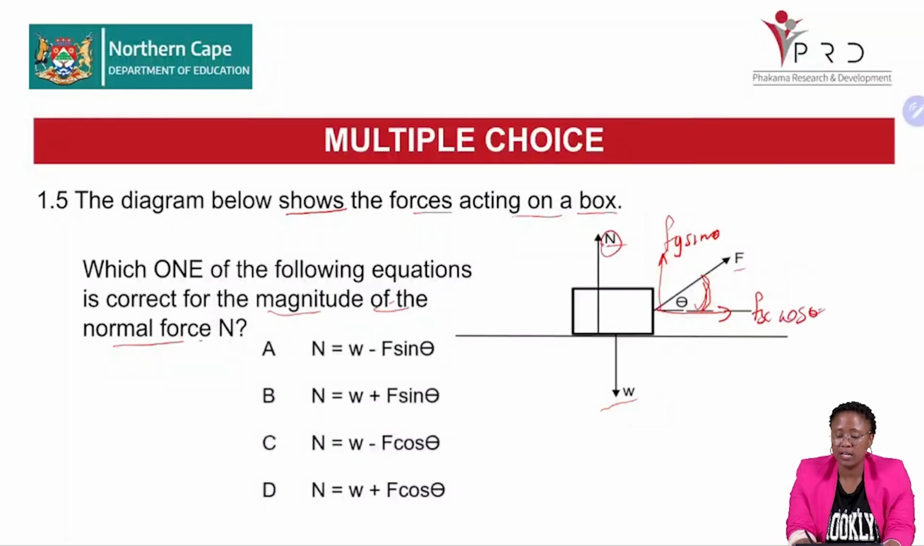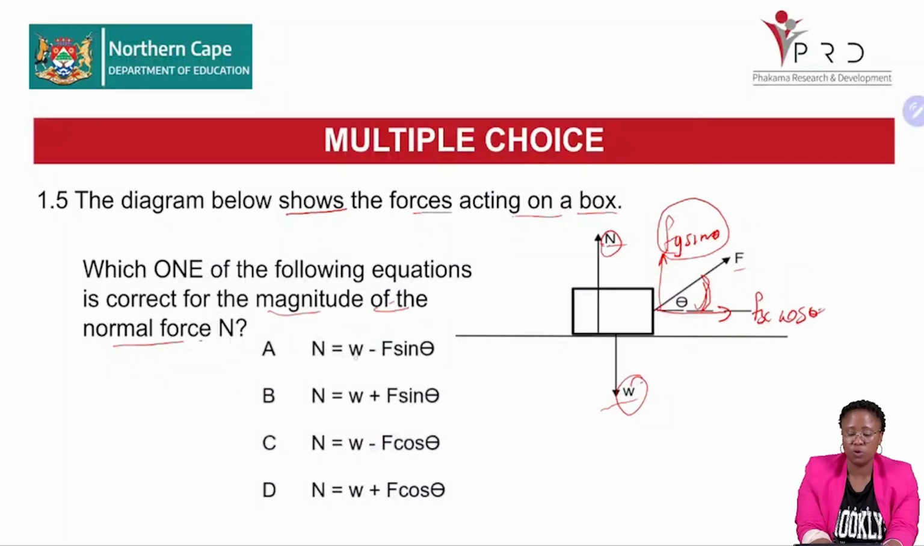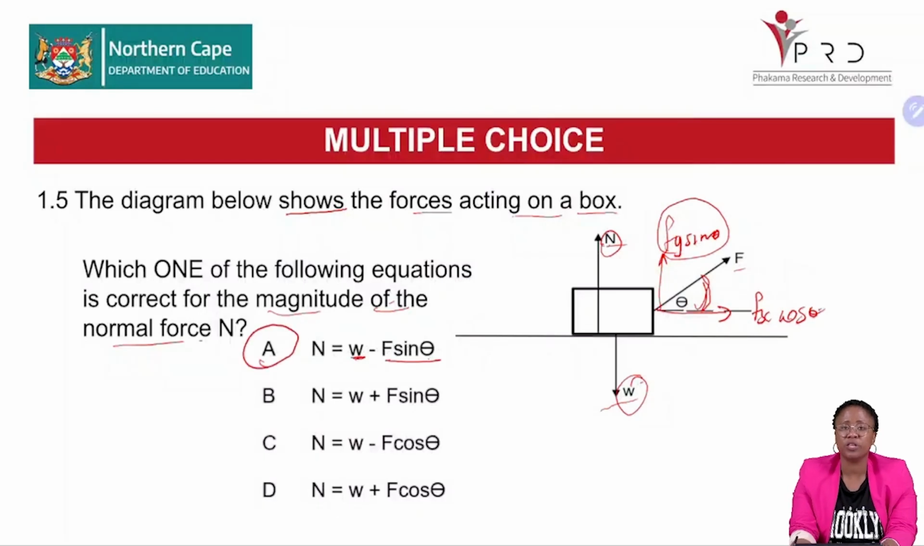The normal force and F sine theta are in the same direction, while the weight is in the opposite direction. So what will the normal force be equal to? The normal force will be equal to the weight minus F sine theta. So A will be the correct answer.